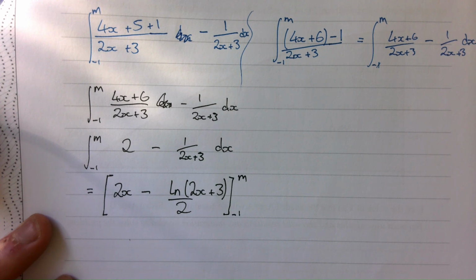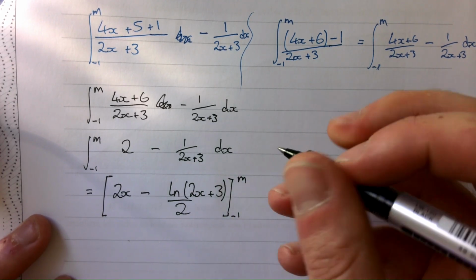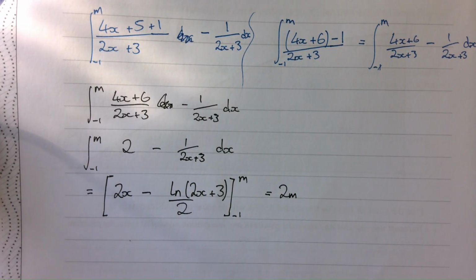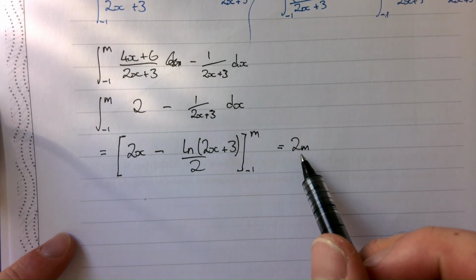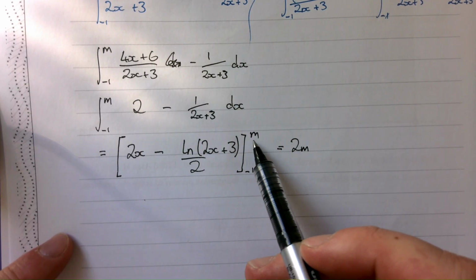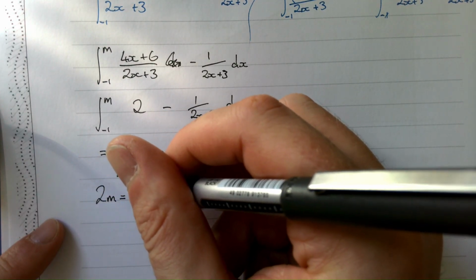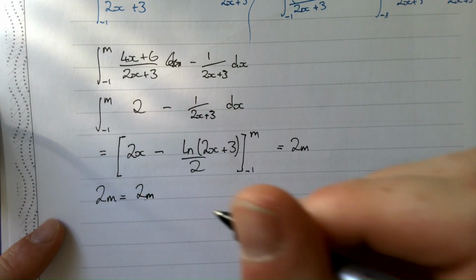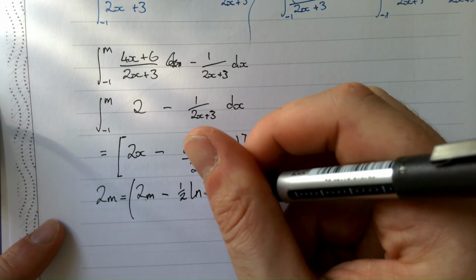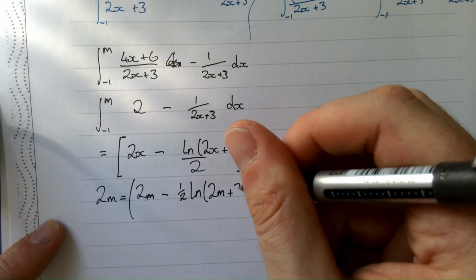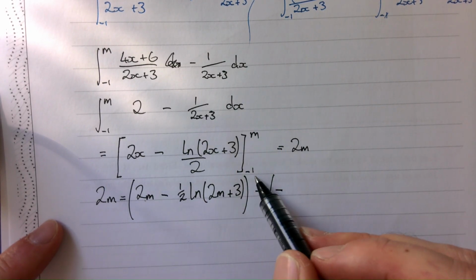Now, we have to find the value of m, given that this integral in this range is equal to 2m. So I'm going to write down what it's equal to from the initial information. Now I'm going to sub in m and minus 1. So 2m is equal to, the first term is going to be 2m minus half the natural log of 2m plus 3, close my brackets, minus, 2 times minus 1 is minus 2.